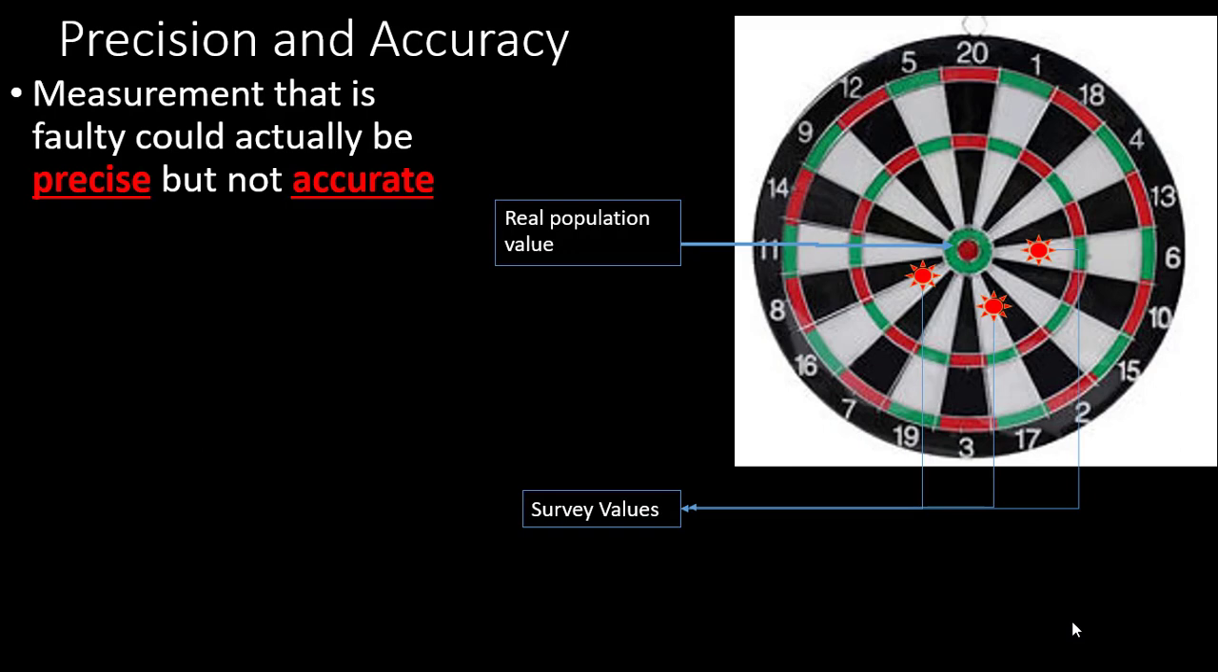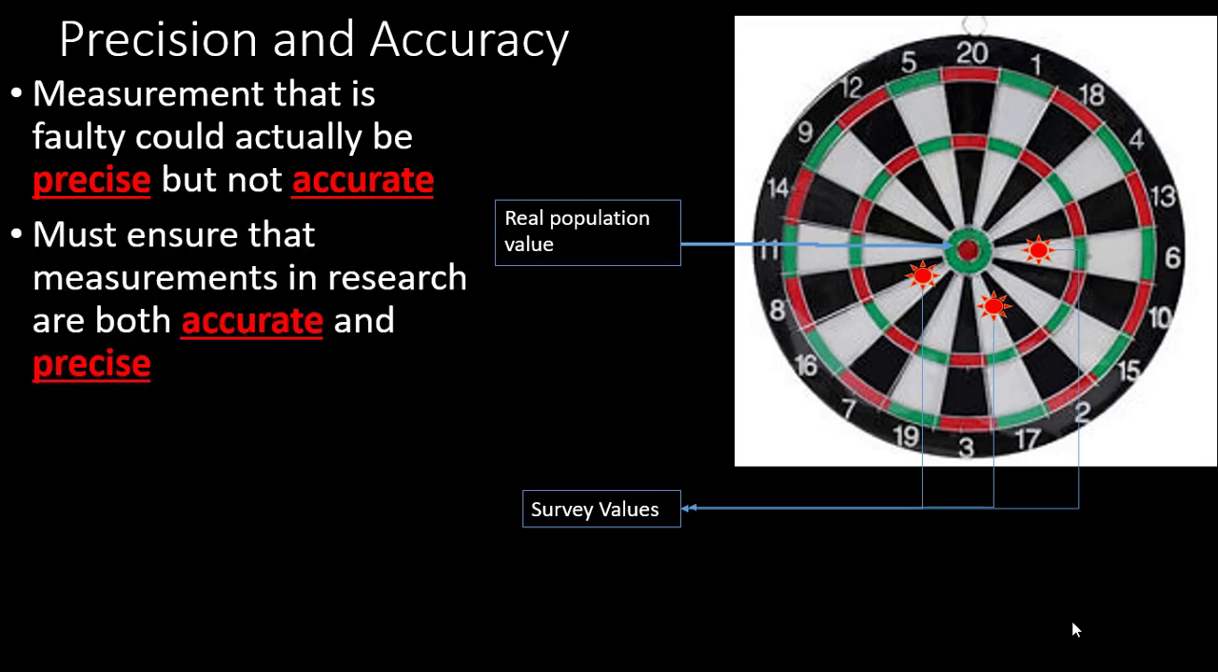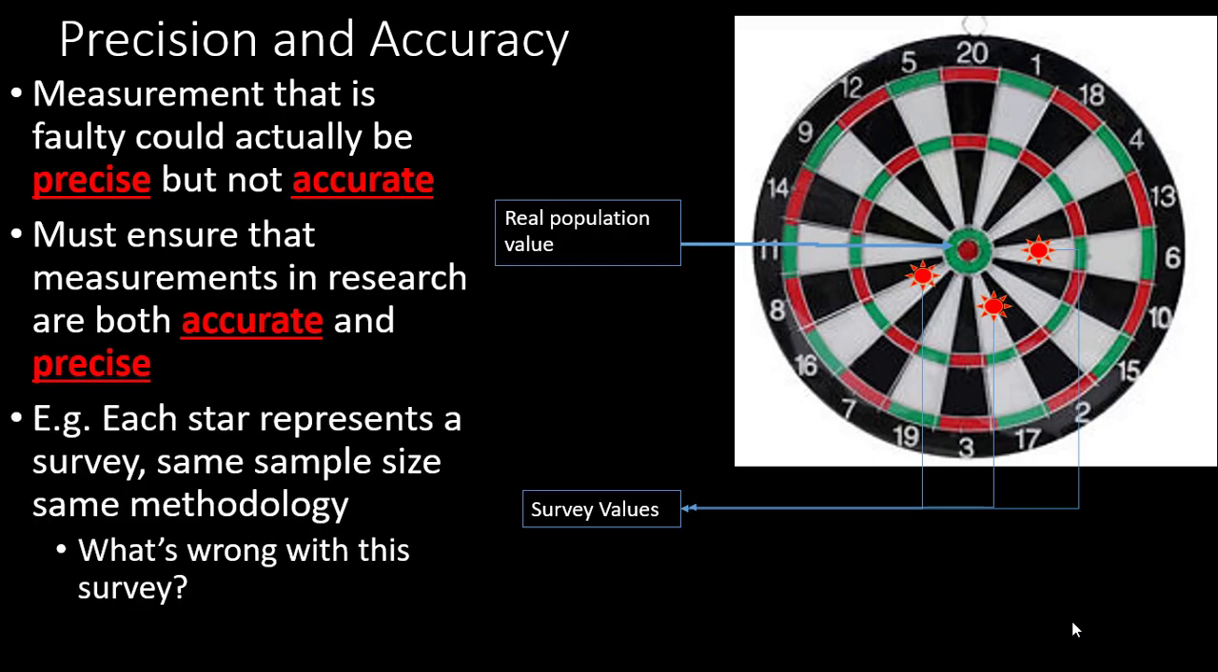Let's take a look at some examples. A measurement that is faulty could actually be precise, but not accurate. Okay, so when we do research, we must try as much as possible to ensure accuracy and precision. If we look at this dartboard, the target is the real population value, the real value that represents the population.